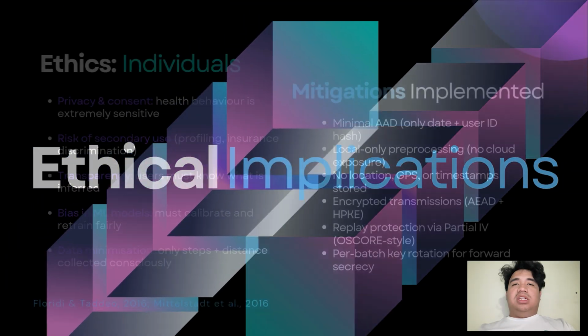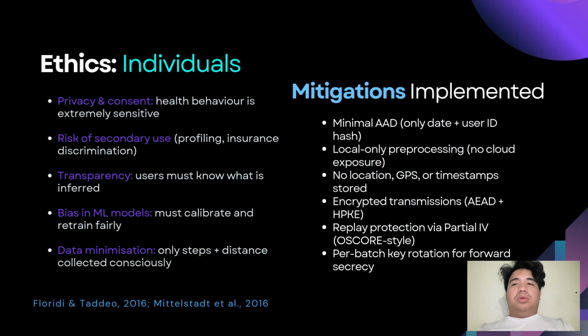Activity data is highly sensitive. Ethical risks include loss of privacy, secondary misuse, lack of transparency, algorithmic bias, and overcollection of unnecessary data. Mitigations we used: minimal additional metadata, local only processing, no GPS or timestamps, and encryption for transmissions.